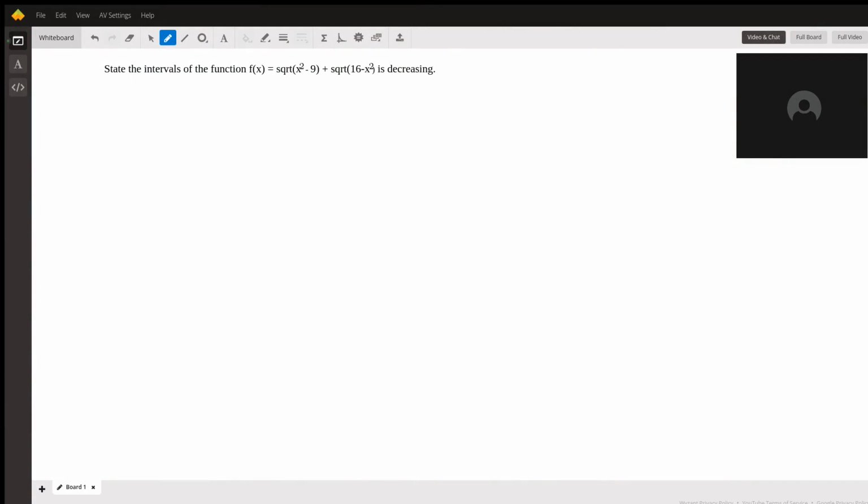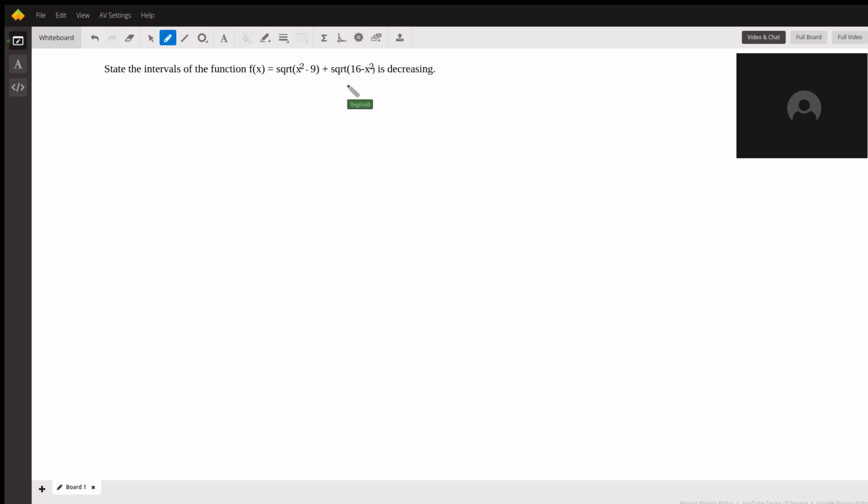Hi, Washington. So you have this calculus question, right? It says state the intervals of the function f of x is the square root of x squared minus 9 plus the square root of 16 minus x squared. You have to find where it's decreasing.